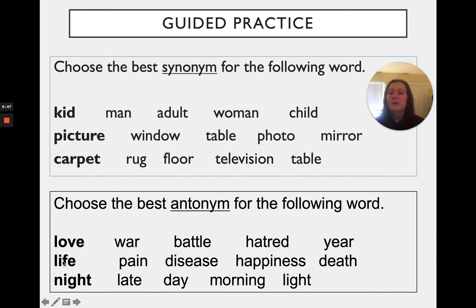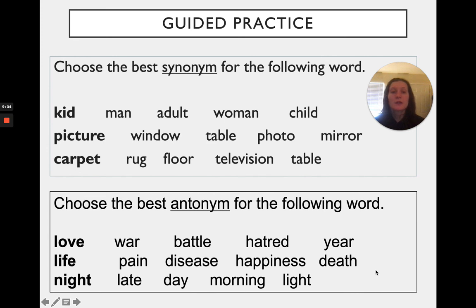All right, so now we have the word life. So we have pain, disease, happiness, and death. So remember, the opposite of life would be death.